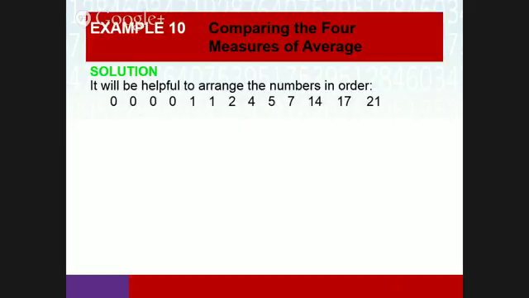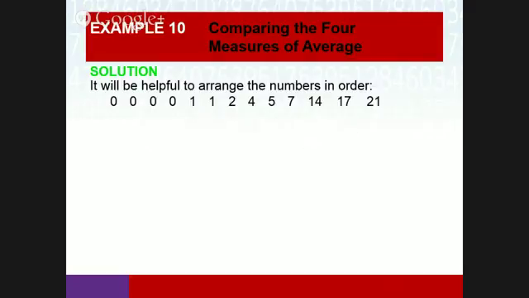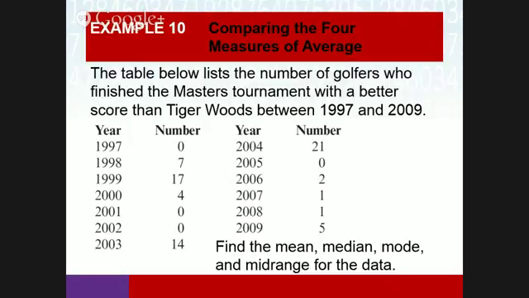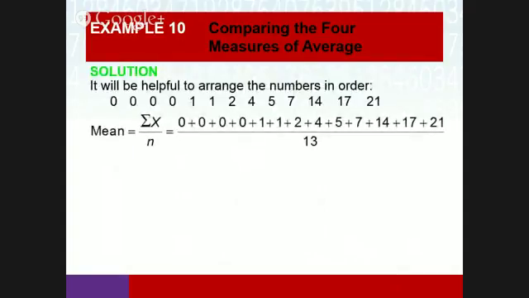It turns out there's only 13 different numbers here. So we're looking at 13 years. Mode is the most often. What shows up the most often? So 0 here is the mode. If I was just to throw out from 97 to 2009, most often 0 people did better than Tiger Woods.